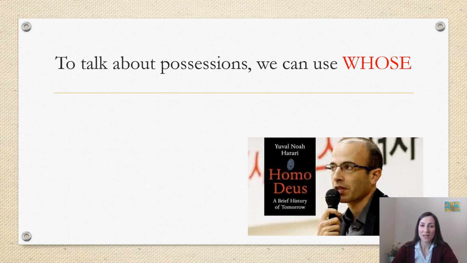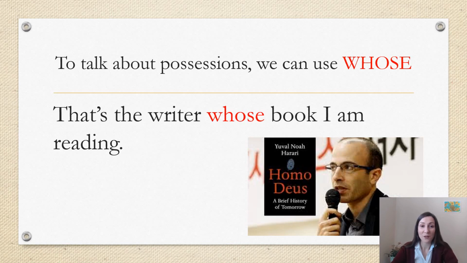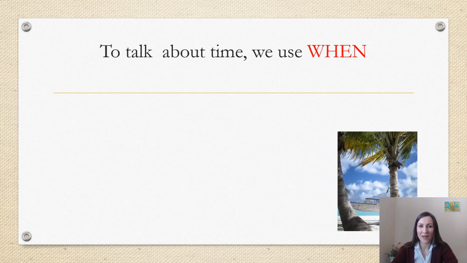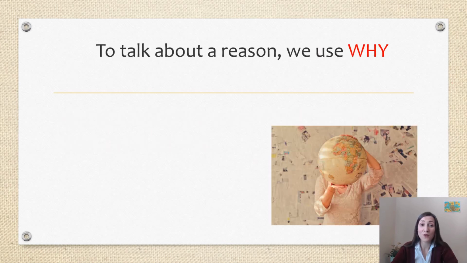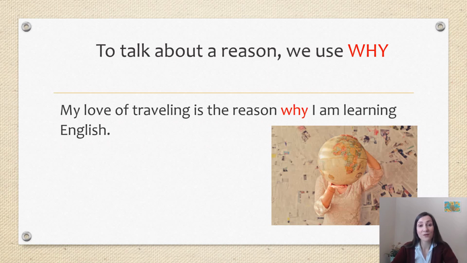To talk about possessions, we can use whose. So that's the writer whose book I am reading. That writer in the picture, do you know him? To talk about time, we use when. A public holiday is a day when we don't need to go to work. So there's an example with when. To talk about a reason, we use why. My love of traveling is the reason why I am learning English. What is the reason why you are learning English?